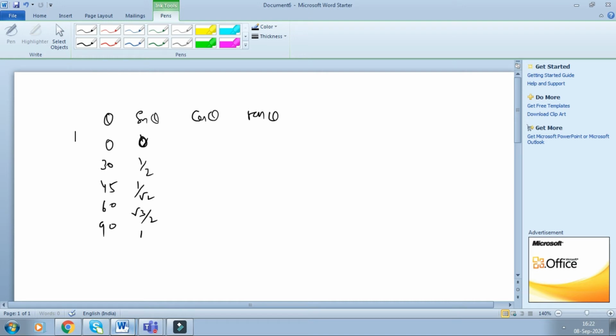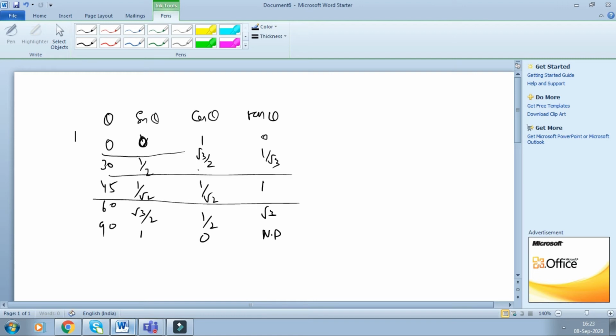And for cos theta we put 1, then root 3 by 2. We just turn these values down: 1, root 3 by 2, 1 by root 2, 1 by 2 and 0. For tan theta, 90 is not defined, 0 is 0, this is 1 by root 3 and this is root 3, and for 45 it is 1. I think everybody learned this in the 10th class.